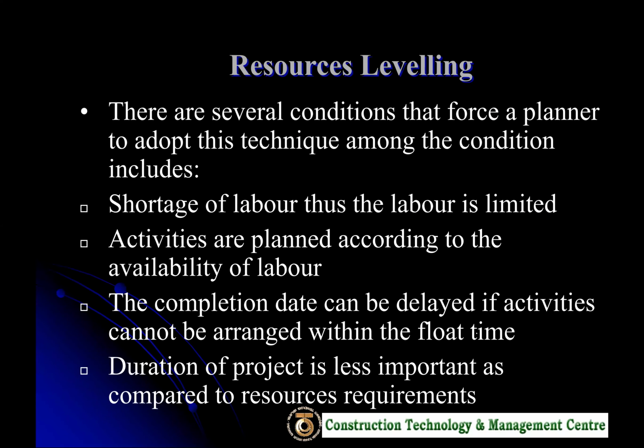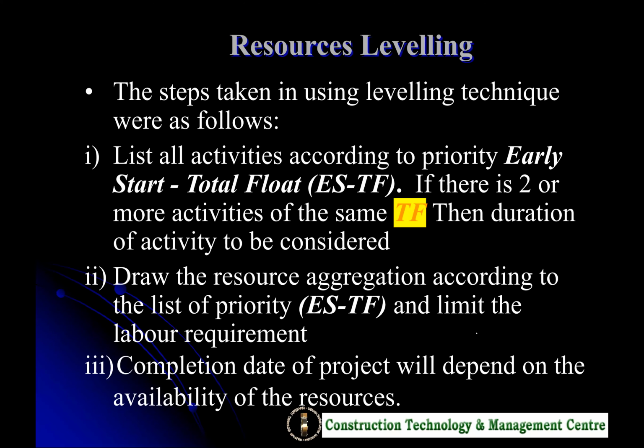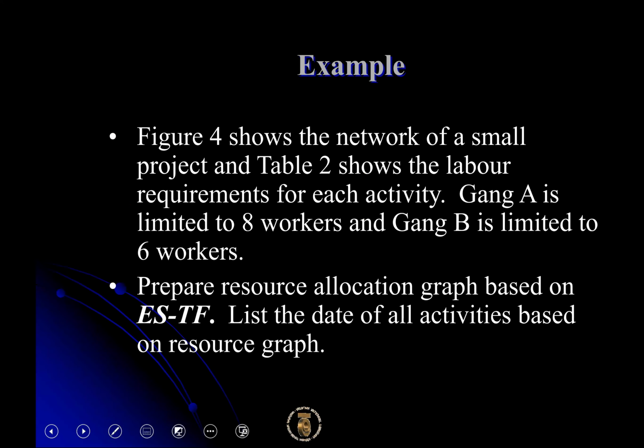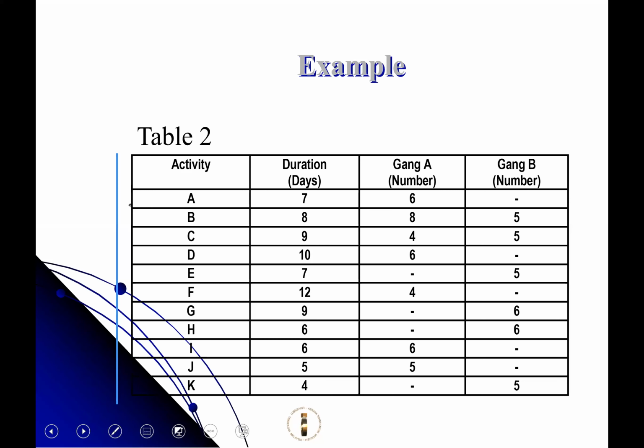Resource leveling is the continuation process of resource smoothing. Once you already have those graphs, because the exercise is basically the same, what you can do is list all activities according to early start and total float. Then draw the resource histogram. Then you set the number of resources. Then basically you are done. Okay, it is much simpler. Now let's give an example.